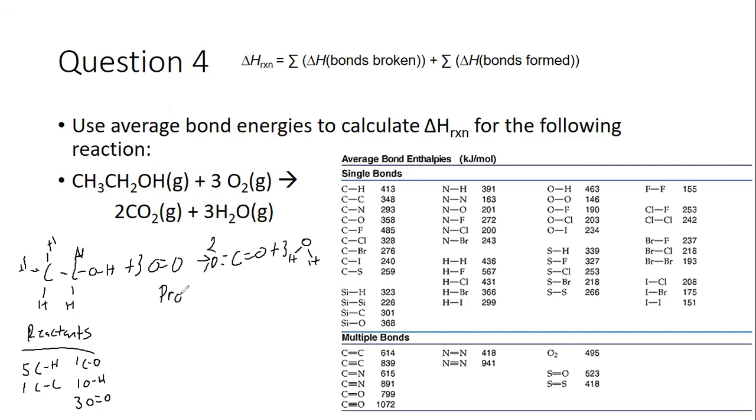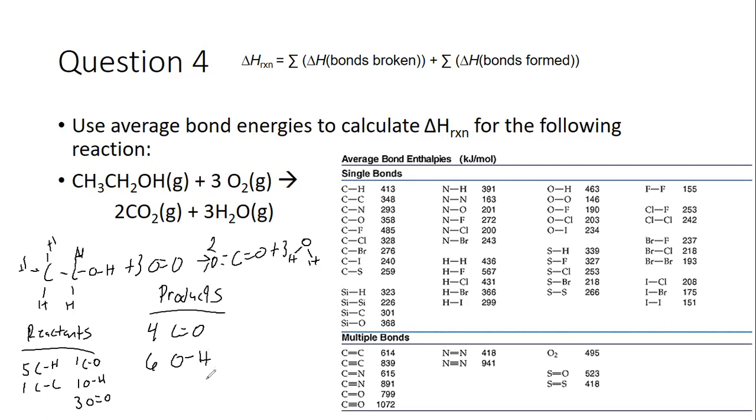My products, I have 4 carbon-oxygen double bonds because each CO2 has a double bond with it. Therefore, I have 4 of those. Then I have 6 oxygen-hydrogen bonds because each water has 2 oxygen-hydrogen bonds. If I have 3 of those, that makes 6 total.